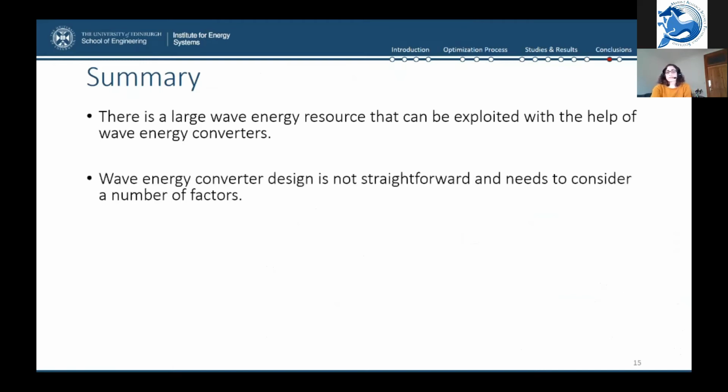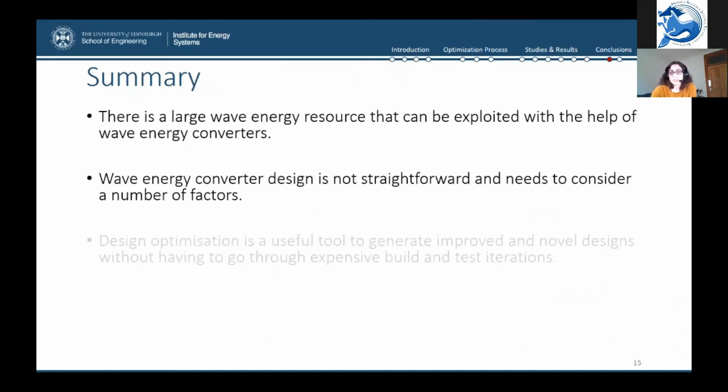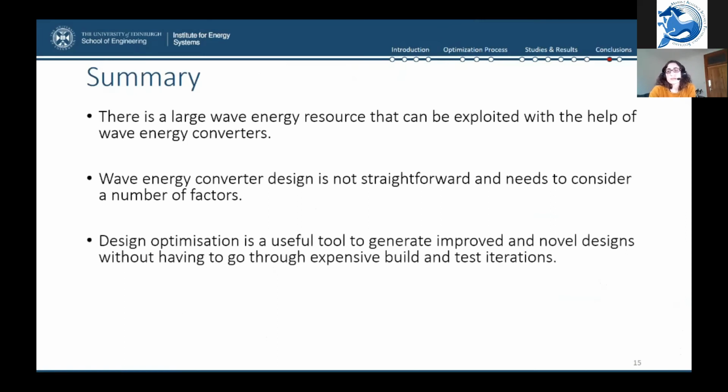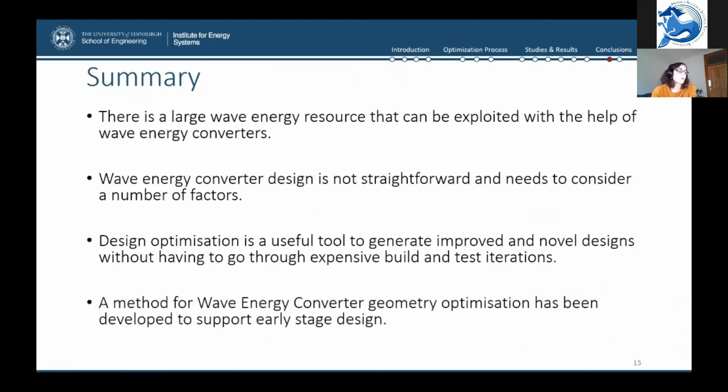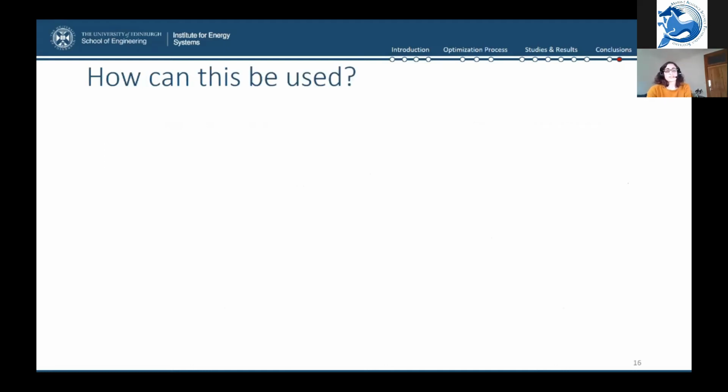Wave energy converter design is not straightforward and needs to consider a number of factors. Design optimization is a useful tool to generate improved and novel designs without having to go through expensive build and test iterations. And a method for wave energy converter geometry optimization has been developed to support this early stage design. How can this be used?